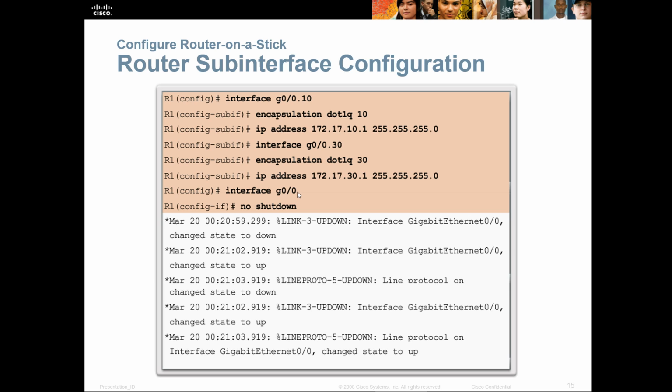Inter-VLAN routing is pretty simple with router on a stick. You have to remember: create the sub-interfaces, encapsulate, use the appropriate dot1q for whatever VLAN they're in, and turn on the parent interface. That's it.